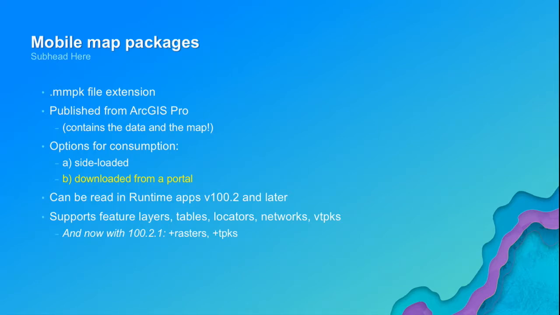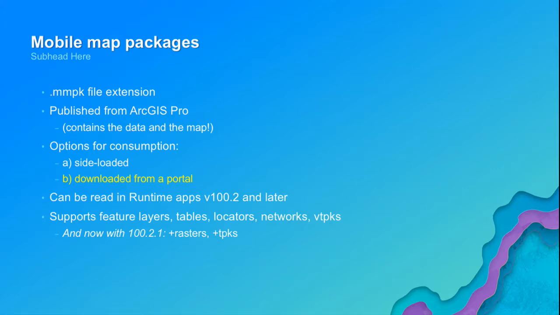There are two different options for actually consuming a mobile map package. You can create one locally and then sideload it onto a device if you're working on Android or iOS. And you can consume it locally if you're working with a desktop developed app. The other option is to host it on a portal, and there are runtime methods for being able to download it from a portal and then use it on a device.